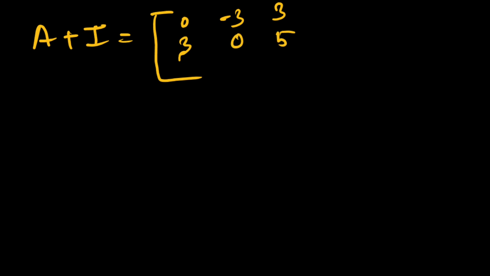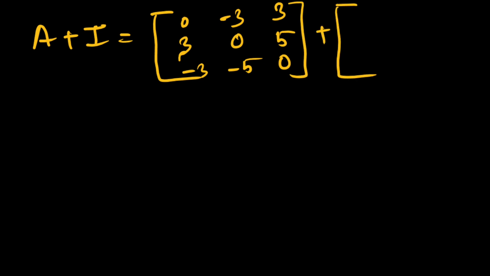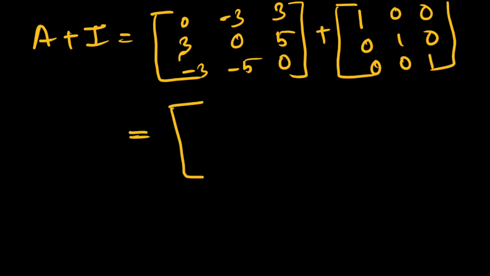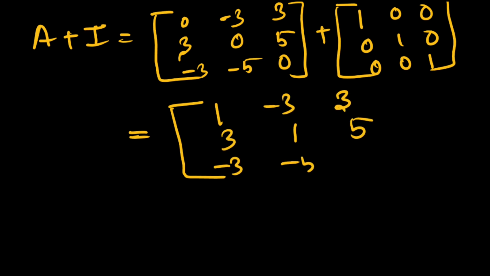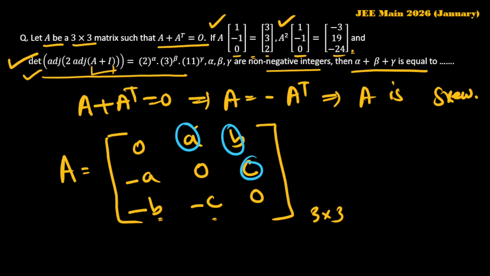A plus I is equal to A matrix, which is 0 minus 3 3, 3 0 5, minus 3 minus 5 0. The 3 by 3 identity matrix is 1 0 0, 0 1 0, 0 0 1. If we add these two matrices, we get 1 minus 3 3, 3 1 5, minus 3 minus 5 1. Now we find this expression: determinant of adjoint of 2 times adjoint of A plus I.